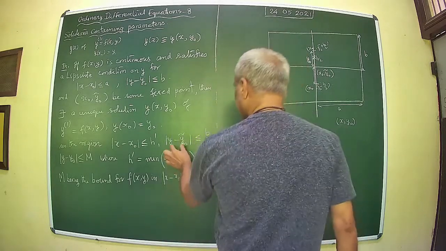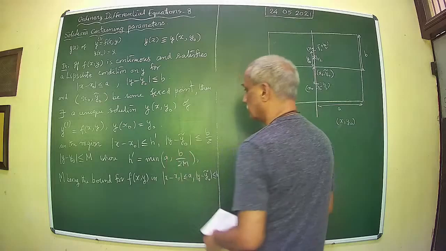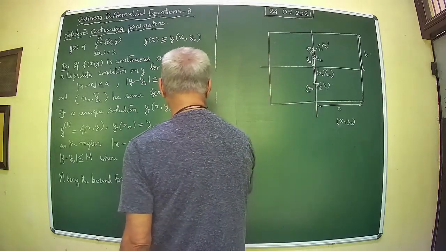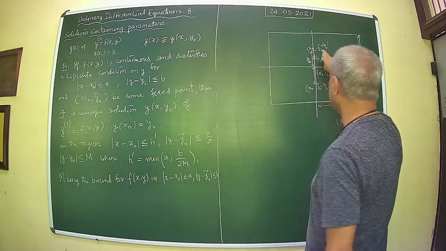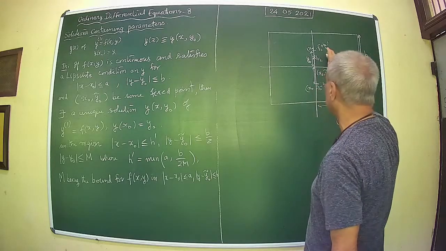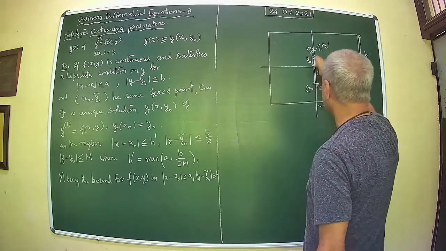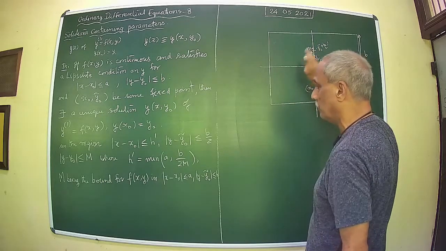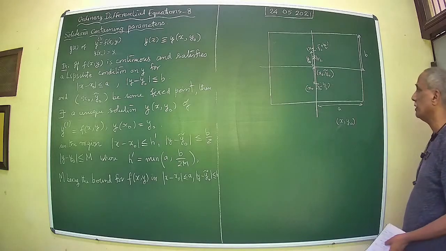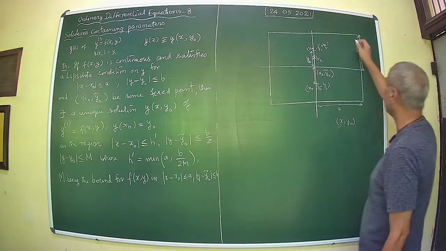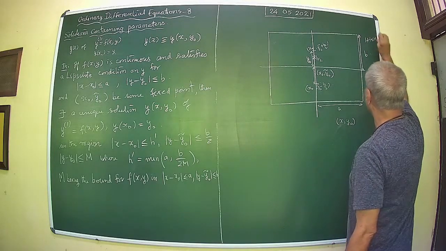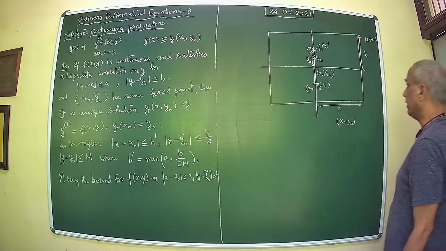Yes, this is the restriction that you are having. Within this region, that means between y naught tilde minus b by 2 and y naught tilde plus b by 2, we are going to choose the initial value y naught. Then where will the solution lie? We are assuming that f is bounded by M. Then what do you have?